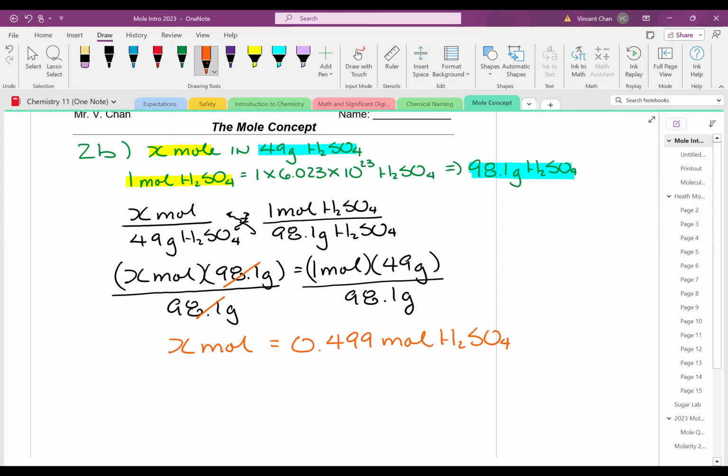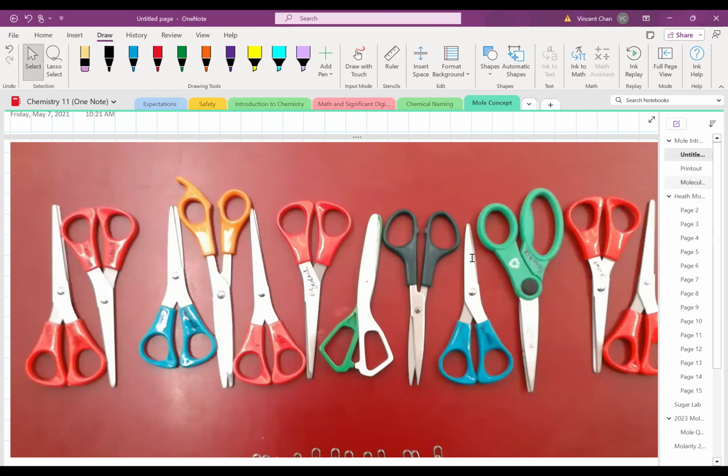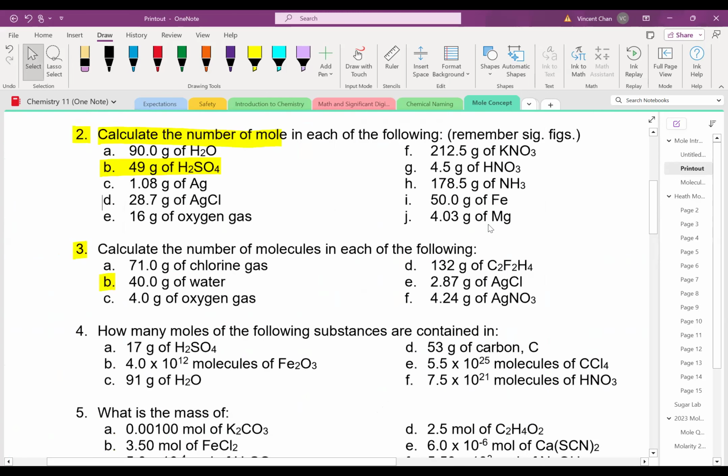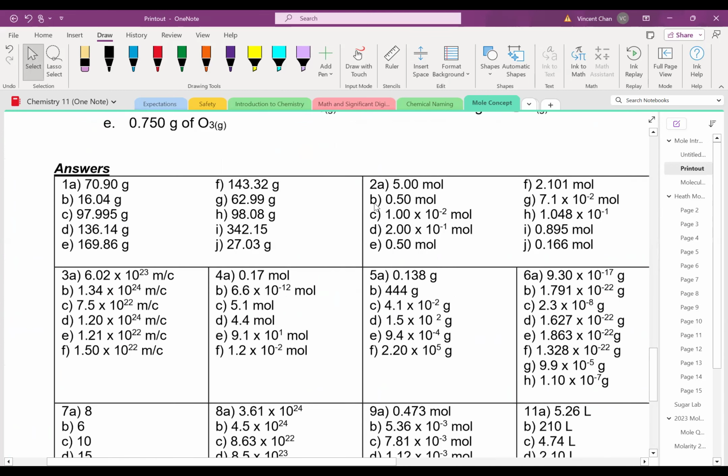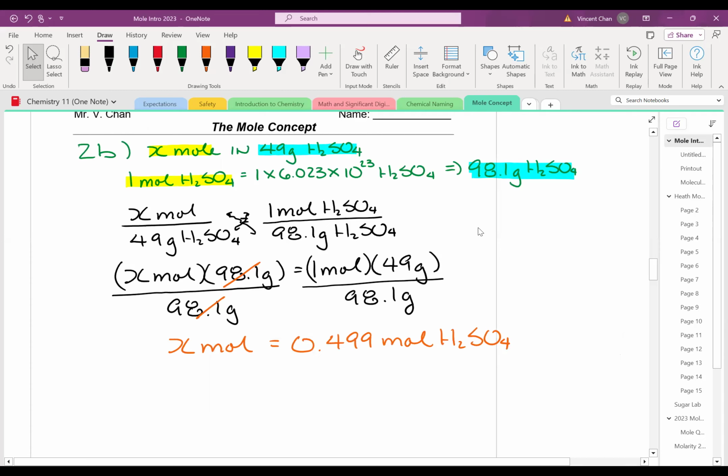Okay. Now, if I look at my answer for question number 2B, see here, look at my answer. If I scroll down for question number 2B, notice the answer is 0.50. Now, why is the answer 0.50 while I wrote 0.499? Because of sig figs. 49 has 2 sig figs, so the answer should be 0.50.